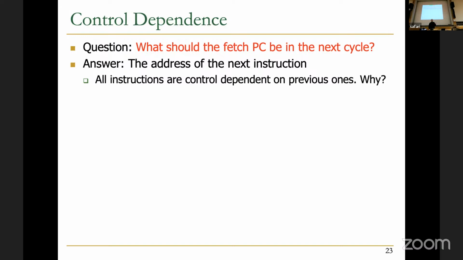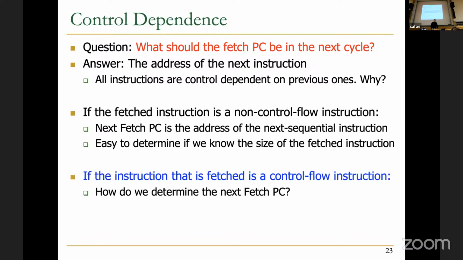But the thing is that the output of that jump, or for example, jump register, you don't know that unless you execute that instruction. So the target branch address is something that you need to execute the instruction to learn, basically the next PC. So that makes this control dependence a bit hard to solve.